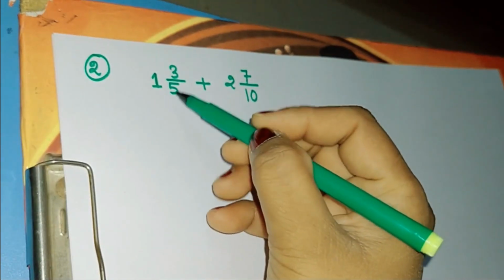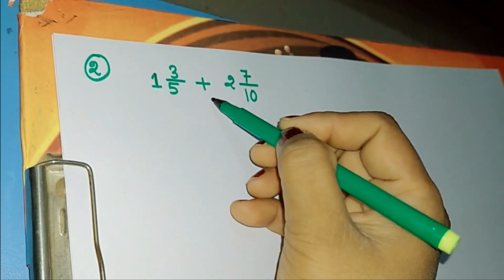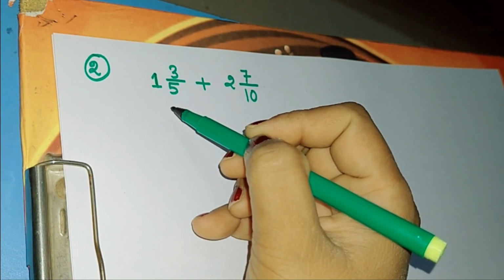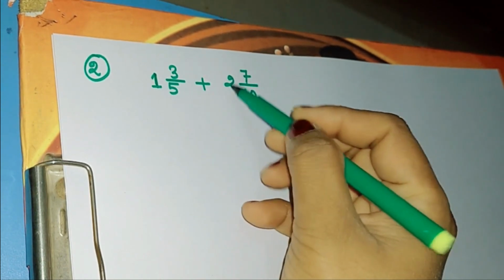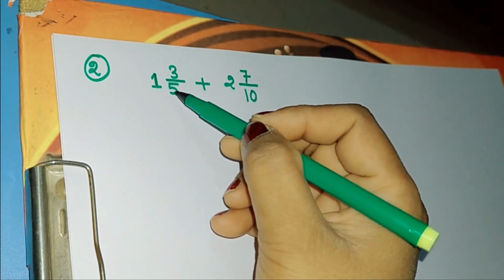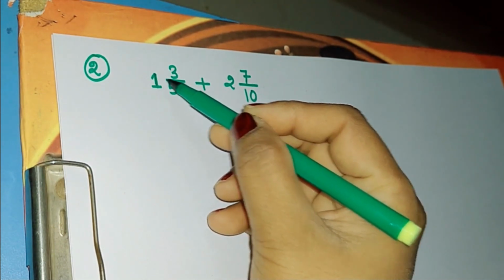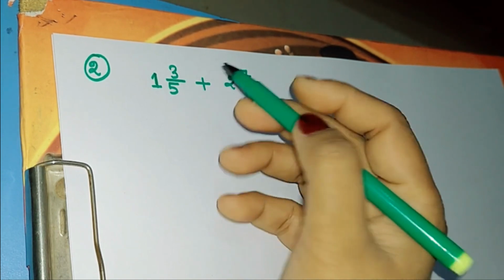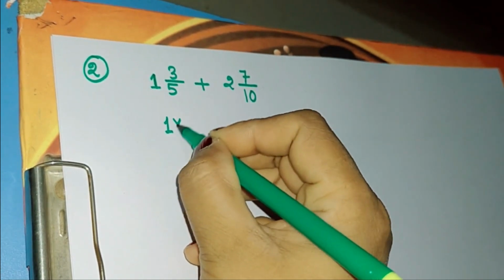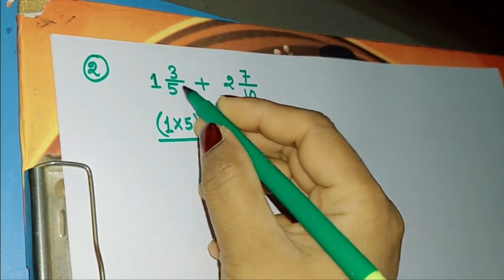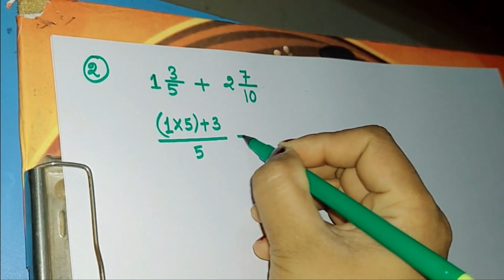Our second example is 1 3/5 plus 2 7/10. So here again first of all we need to convert this mixed fraction into improper fractions. To convert this mixed fraction into improper fraction, first of all we need to multiply this 1 by this 5 and the result will get added with this 3. So here we will write 1 cross 5 plus 3 and we will keep the denominator as it is.